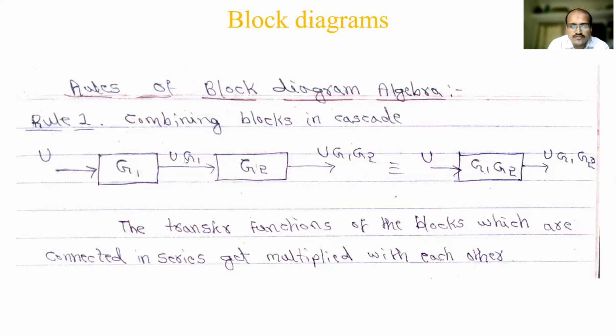The first rule is combining blocks in cascade. You have two blocks in series, also called cascade, and there is no summing point or takeoff point in between. Just observe that, there is nothing in between. If two blocks are continuously in series, then the transfer functions can be multiplied, G1 into G2. To prove this, the diagrams themselves will prove it.